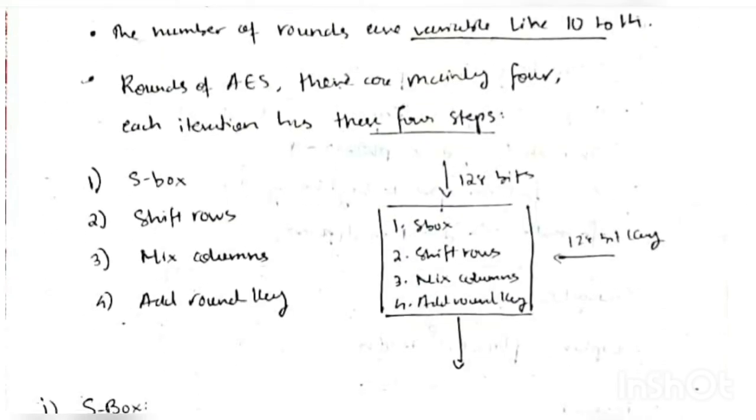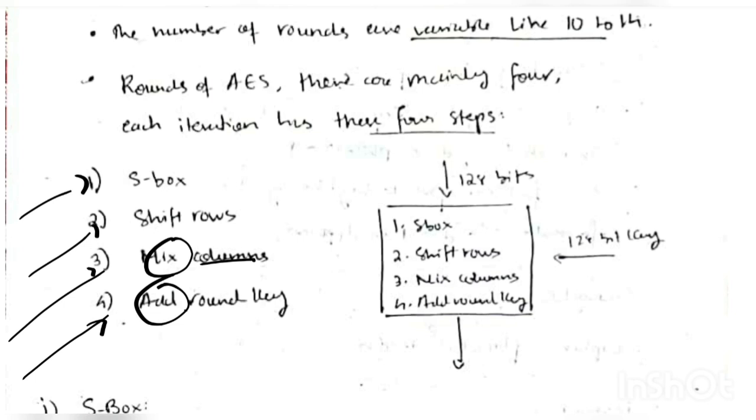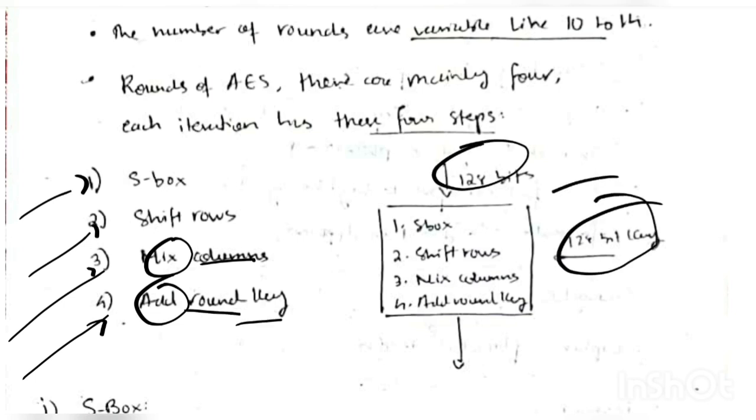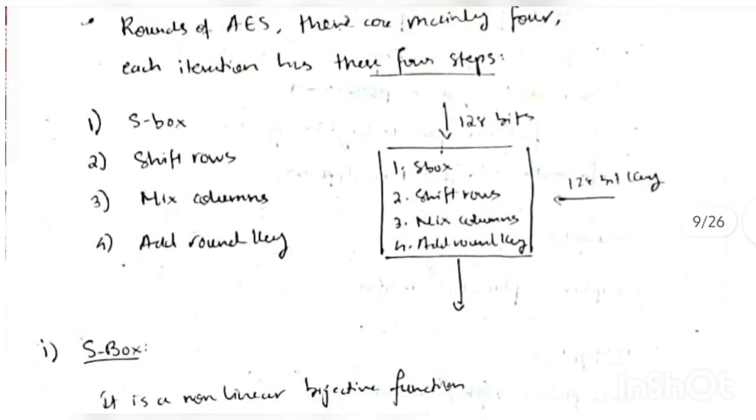Okay, and there are 4 steps in each round. S box is the first one. Second is the shifting of the rows. Third is the mixing of the columns, and fourth is adding the round key. Okay, 128 bits input, 128 bit key input, and here we have 4 steps. So let's go through the 4 steps briefly.